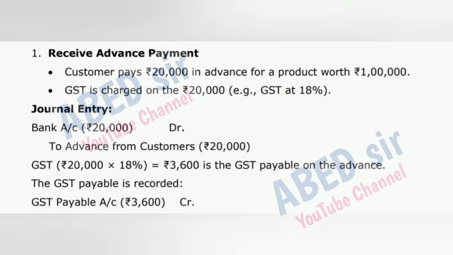1. Receive advance payment. Customer pays 20,000 rupees in advance for a product worth 1 lakh rupees. GST is charged on the 20,000 rupees, example, GST at 18%. Journal entry. To advance from customers, 20,000 rupees. GST, 20,000 rupees times 18% is equal to 3,600 rupees is the GST payable on the advance. The GST payable is recorded.